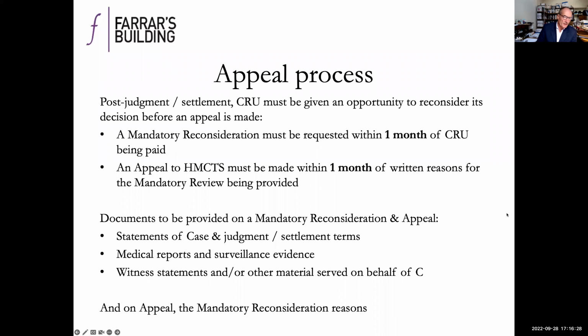Medical reports and surveillance evidence obviously may be very important in order to challenge issues of causation, medical causation, etc. Witness statements or other material that's been served on behalf of the claimant might be relevant to that. And obviously on appeal, the mandatory reconsideration reasons that are sought to be challenged also need to be provided. So moving to the next slide.